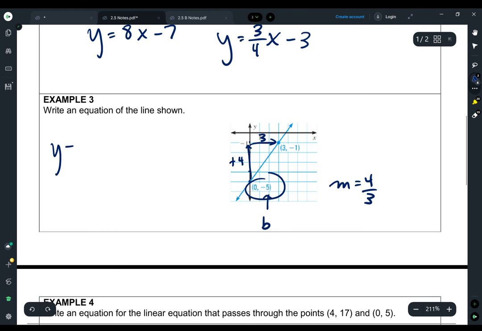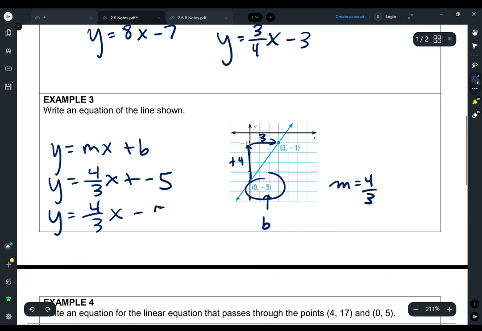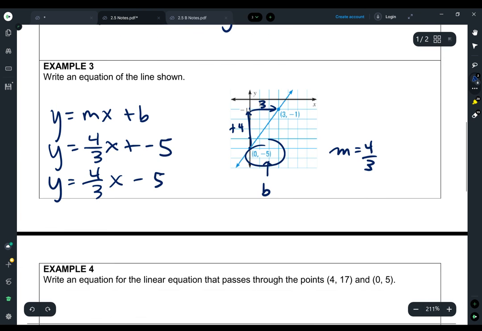So I'm going to write for my y equals mx plus b. You don't have to write it every single time, but I'm just trying to make sure you know what we're doing. So 4/3 is going to go in for my slope. So 4/3 x plus, because 0, -5 is my y-intercept, it's going to be plus -5. Or I could just write 4/3 x minus 5. Those are both equivalent, and we're happy right now with either one of those.